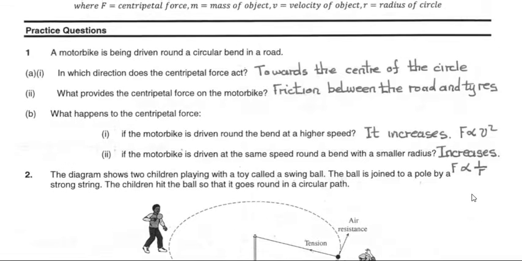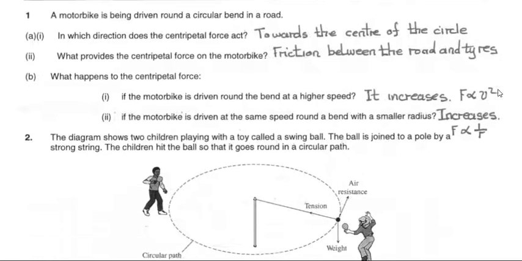Question 1. A motorbike is being driven around a circular bend in a road. A1. In which direction does the centripetal force act? It acts towards the centre of the circle. A2. What provides the centripetal force on the motorbike? Friction between the road and tyres.